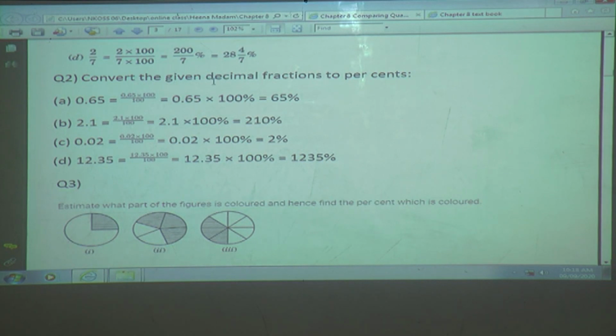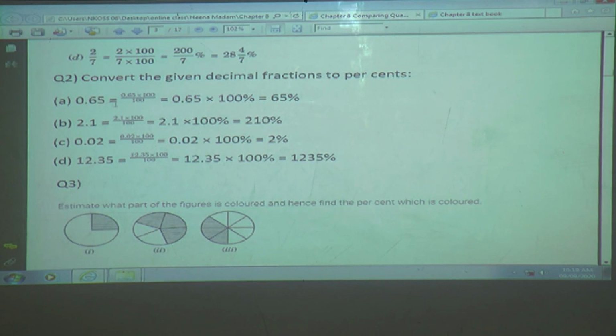Now convert the given decimals into fractions. Decimals are given, and we have to convert them into percentages, like 2%. Now you know how to convert a fraction to a percentage. Here we are having decimals, and this you are also very familiar with. When decimals are given, we have to write them first in fraction form, then convert into a percentage. So we will get the answer you require, the decimal to a percent.